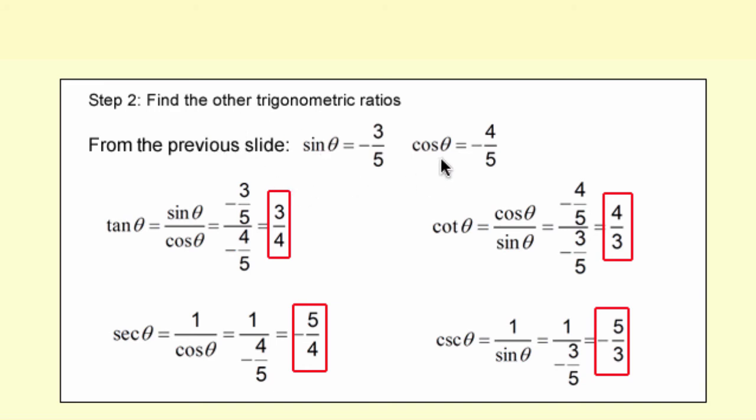Then what you can do is you can use these other identities. So if you have sine and cosine already, you can use the quotient identity to solve for tangent. And then you can either use the reciprocal identities or you can use the quotient identity for cotangent, as you can see here, and then solve out the rest of them. So basically when you solve for sine and cosine, you can figure all these out real easily using identities.